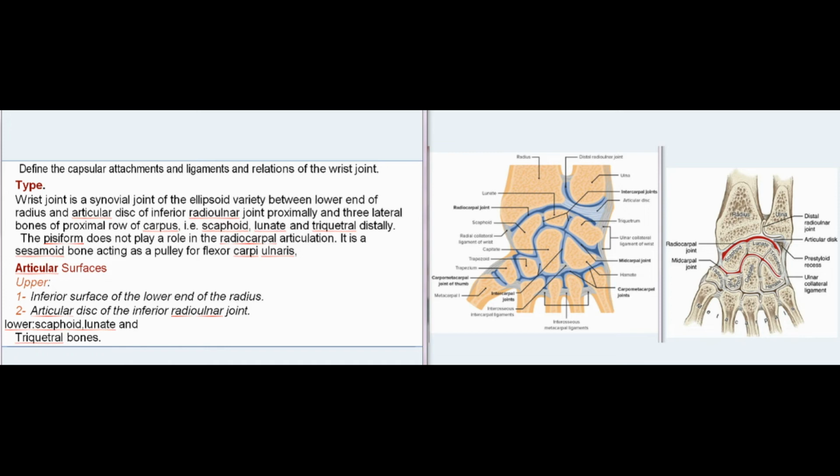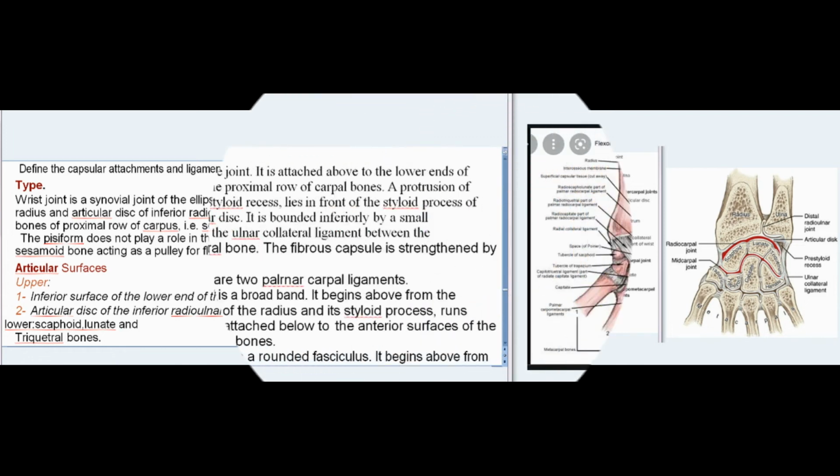It is a sesamoid bone acting as a pulley for flexor carpi ulnaris. Articular surfaces. Upper: one, inferior surface of the lower end of the radius; two, articular disc of the inferior radio-ulnar joint. Lower: scaphoid, lunate and triquetral bones.